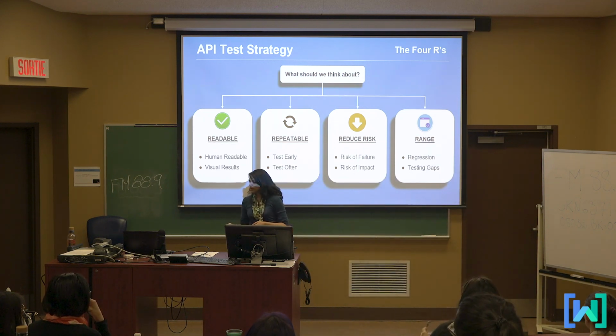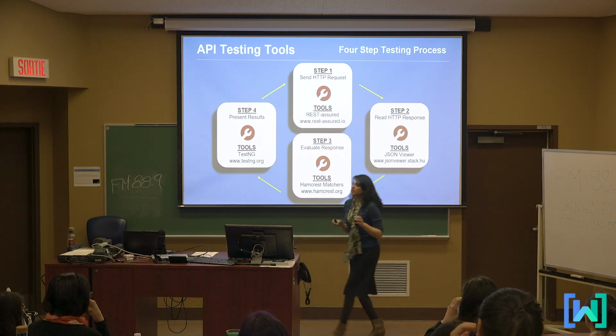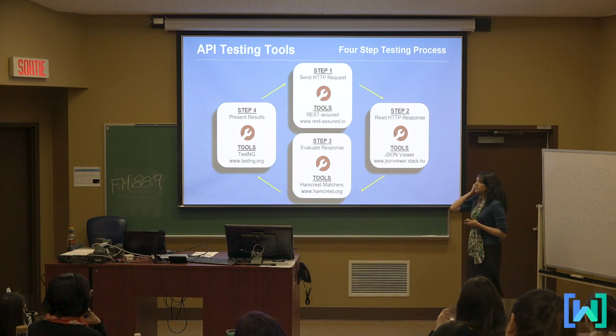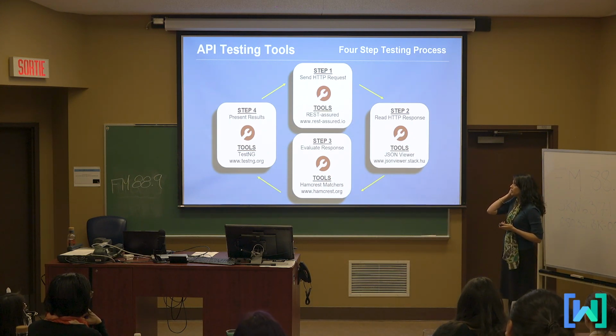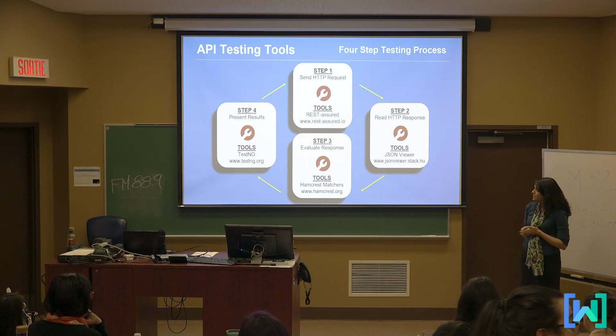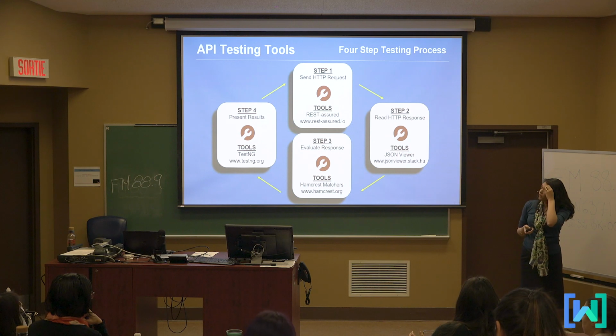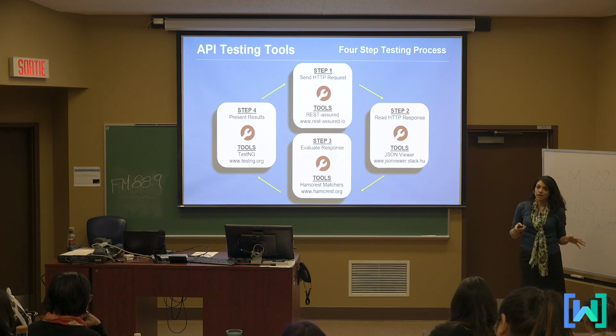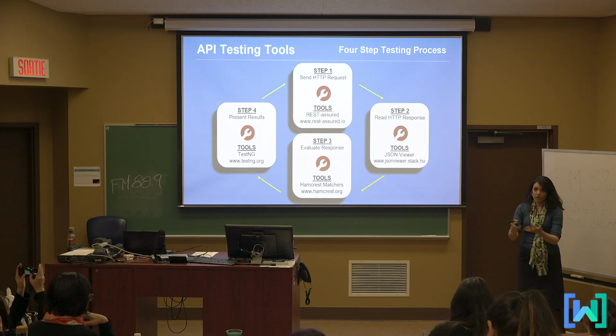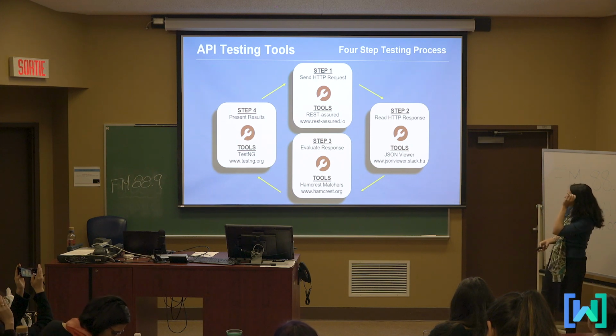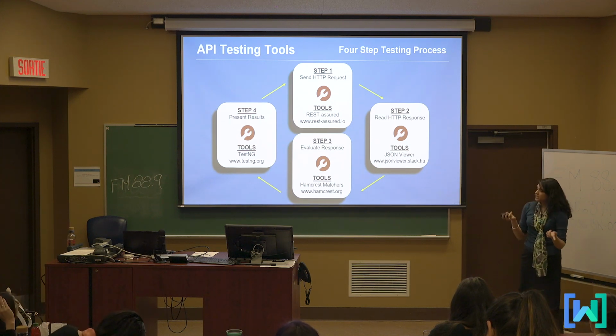Okay, so now we talked a little bit about how to approach this, and next I want to talk a little bit about the tools that I've used that have been really useful for me in the past. So we're going to drill down one more level and say, okay, how do I take this idea and actually turn it into an actual automated test? API testing actually is a fairly simple 4-step process.